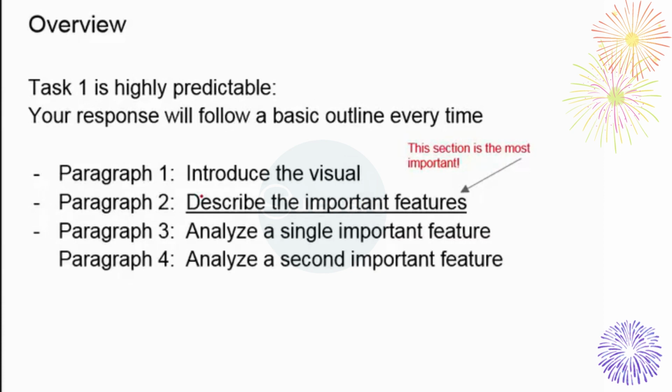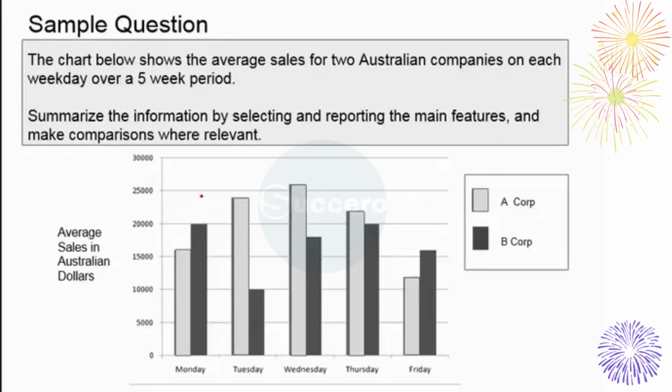Paragraph 3 and paragraph 4, you analyze a single important feature. Each paragraph has an analysis of one feature of the visual that you have. In this lesson, we're going to go through each of these 4 paragraphs, and I'll provide examples and tips about how to write each one. And we're going to use this sample question in order to practice writing a task 1 response. What I want you to do right now is pause the video and read over the directions and look at the chart for this question. Go ahead and pause your video.